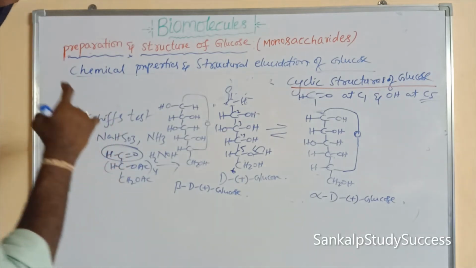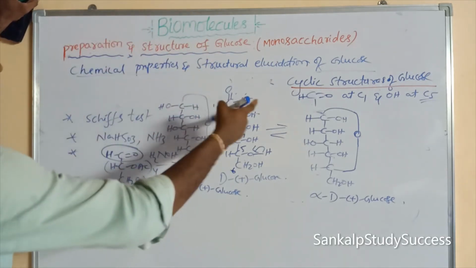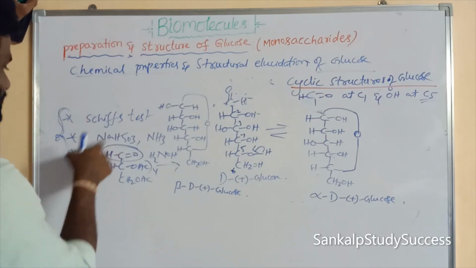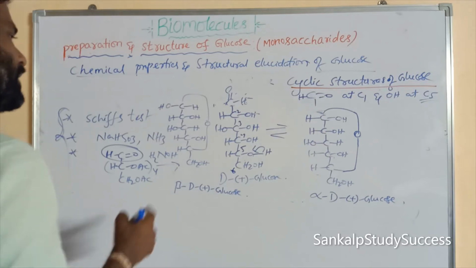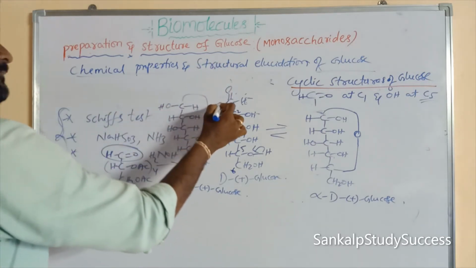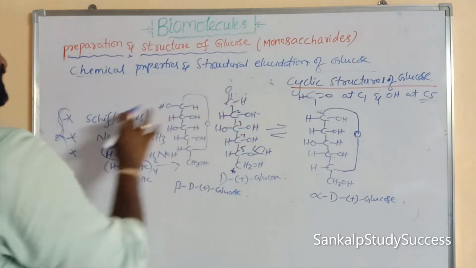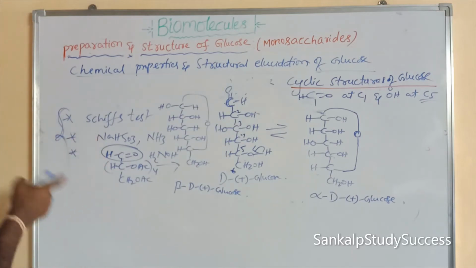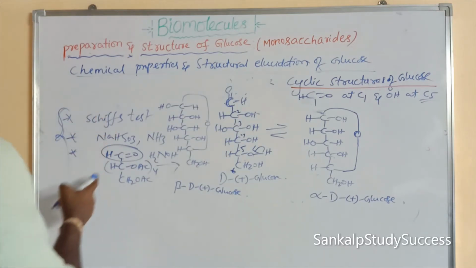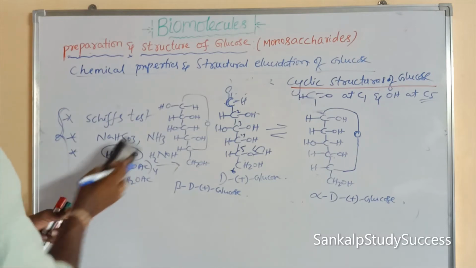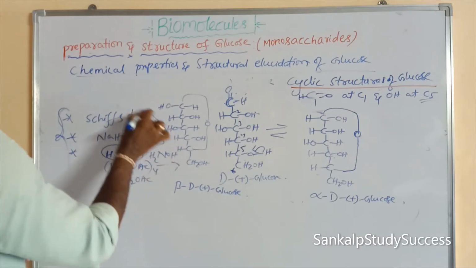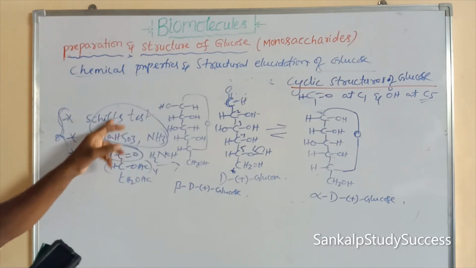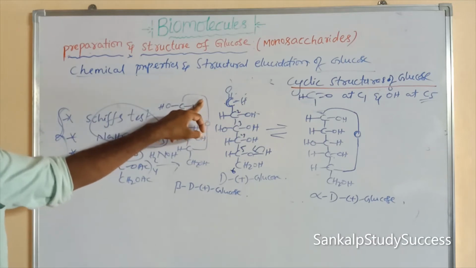So why can't glucose react with these reagents? Listen to me. These are weak reagents like Schiff's reagent, sodium bisulfite and ammonia. All these three are weak reagents. So weak reagents cannot break the cyclic structure.